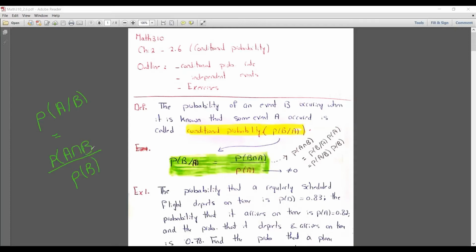Now, guys, what if we are given P of B mod A and we are given P of A? What can we find? We can find P of B inter A. So P of B inter A, we can write it as P of A times P of B mod A. Or if it's given P of A mod B, we can write P of A knowing B times P of B. Let's illustrate our rule by solving our first example.